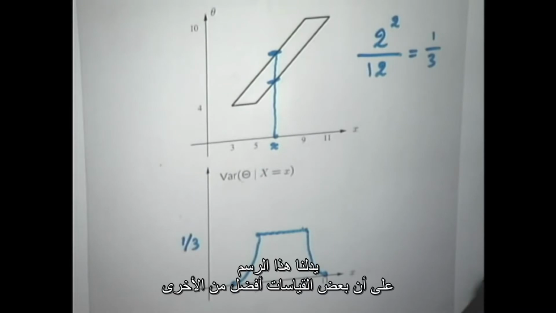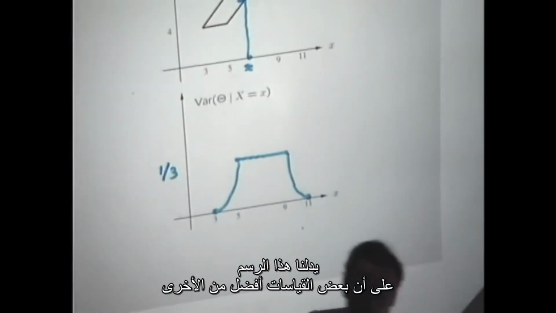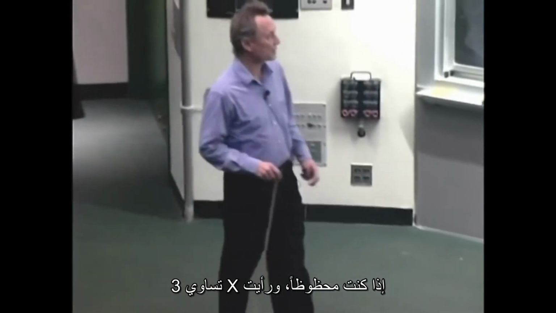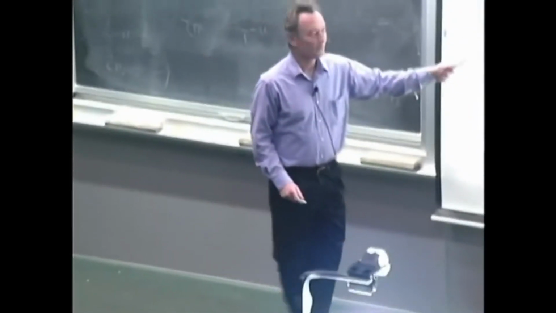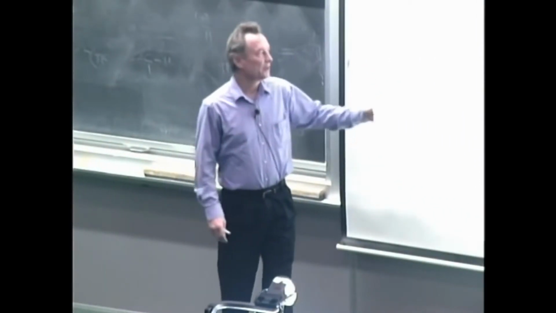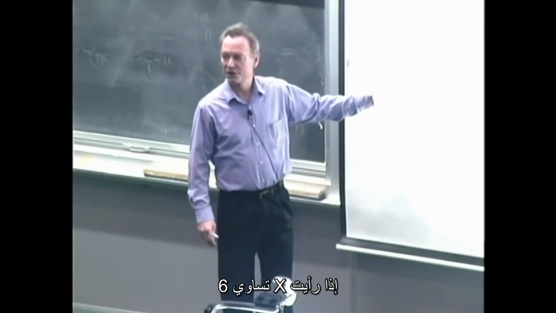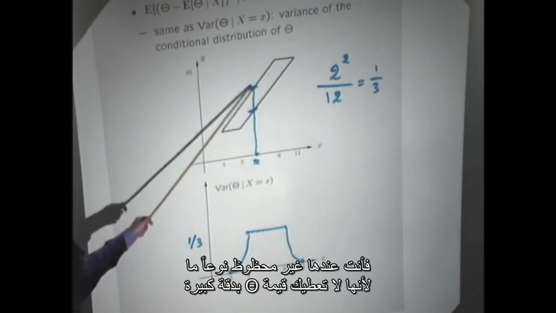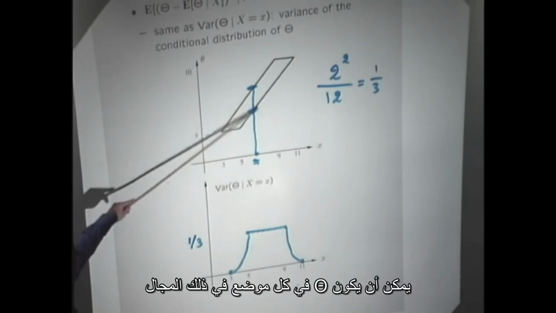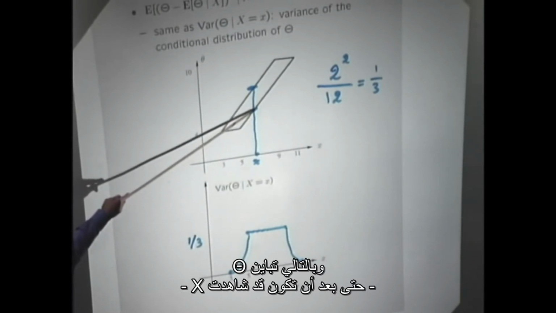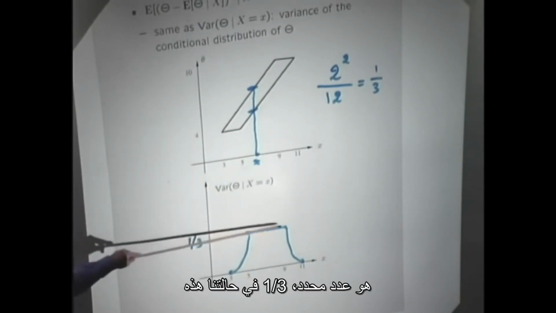What this plot tells us is that certain measurements are better than others. If you're lucky and you see x equal to 3, then you're lucky because you know theta exactly what it is. If you see an x which is equal to 6, then you're sort of unlucky because it doesn't tell you theta with great precision. Theta could be anywhere on that interval. And so the variance of theta, even after you have observed x, is a certain number, 1/3 in our case.